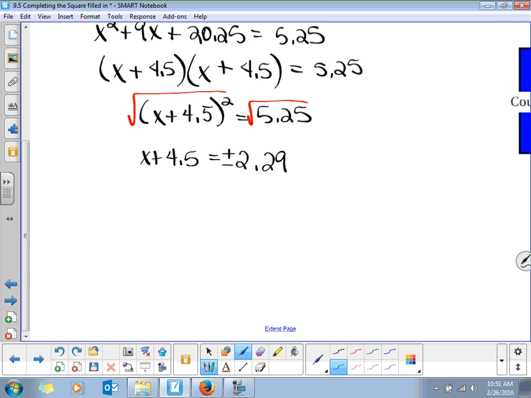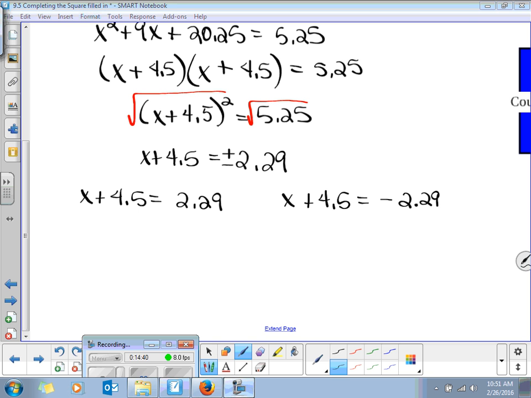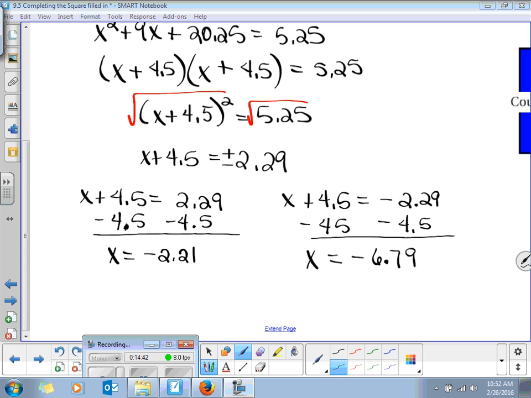So now we can rewrite our equations. We've got x plus 4.5 is equal to a positive 2.29, and we have x plus 4.5 is equal to a negative 2.29. And now you just solve for x. So again, once you solve for your x values, you can see that you've got two solutions. Is everybody clear? All right.